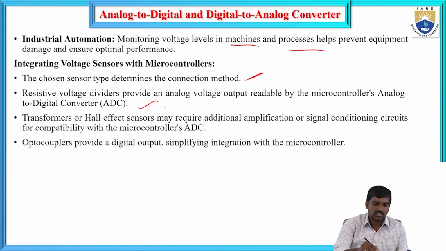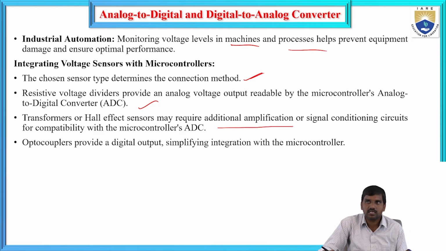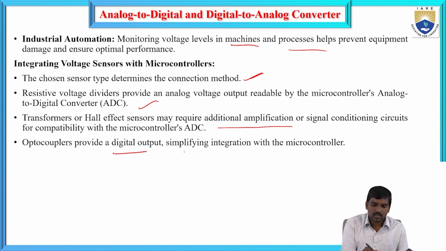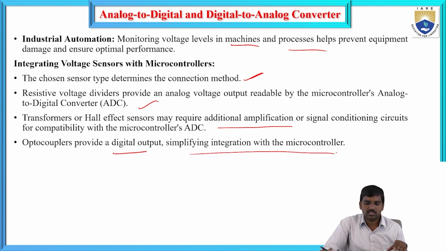A resistive voltage divider provides an analog voltage output readable by the microcontroller's analog to digital converter. Transformers and Hall effect sensors may require additional amplification or signal conditioning circuits for compatibility with microcontrollers and analog to digital converters. And optocouplers provide a digital output, simplifying integration with the microcontroller. So this is the integrating voltage sensors with microcontroller part.